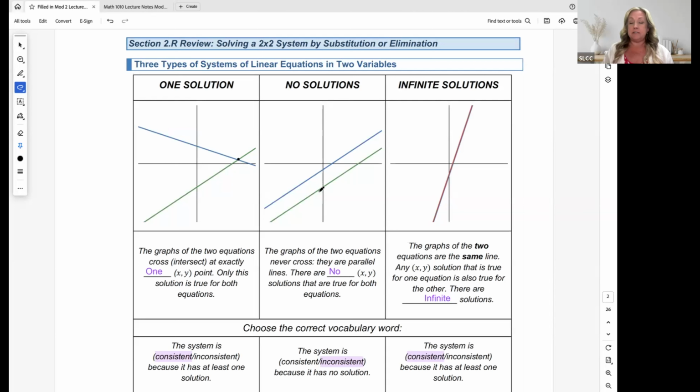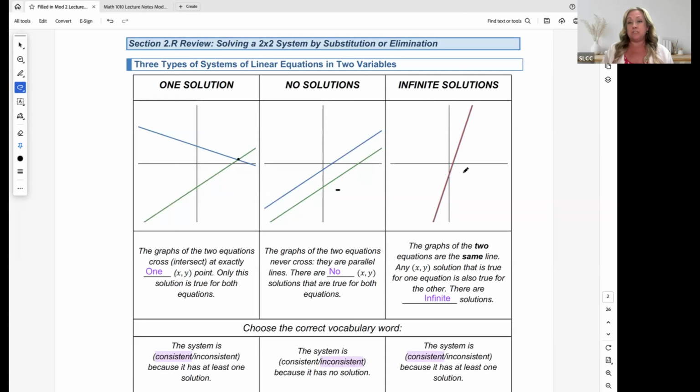All right, moving on to the next one, we could graph them and they would never intersect each other. They would be parallel lines. And so the graphs of two equations that never cross are parallel lines. There are no solutions that are true for either equation. Remember, a solution means, in this context, where those two lines are crossing each other. So if they never cross, there can't be a solution.